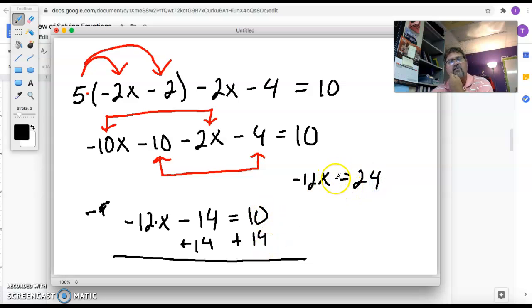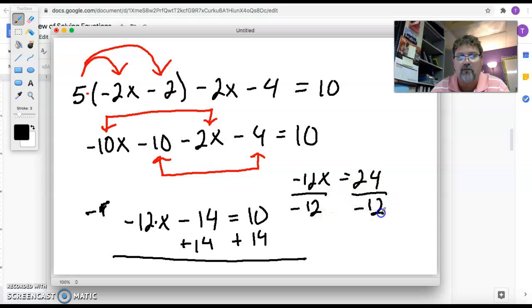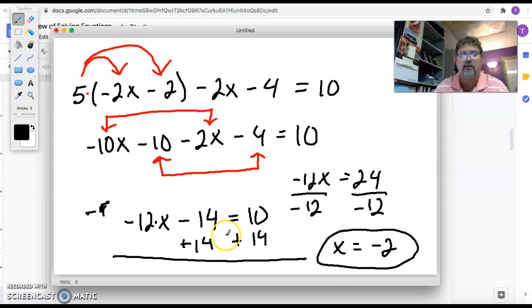All right, so we're at the final phase here of this process, and like we said back here, it's divide by negative 12, divide by negative 12, and we'll get x is negative 2. I'm going to circle that. That was quite a mess. But anyway, that's a little bit more involved.